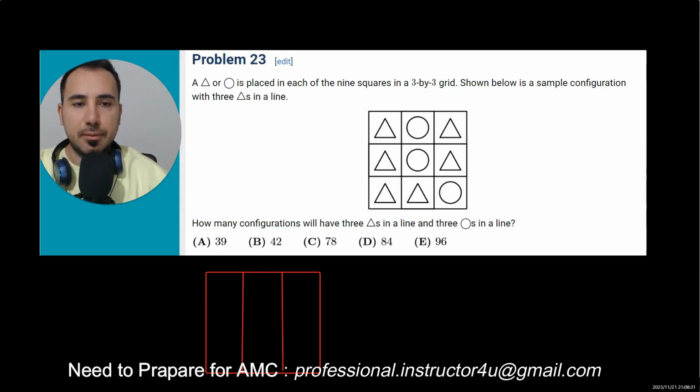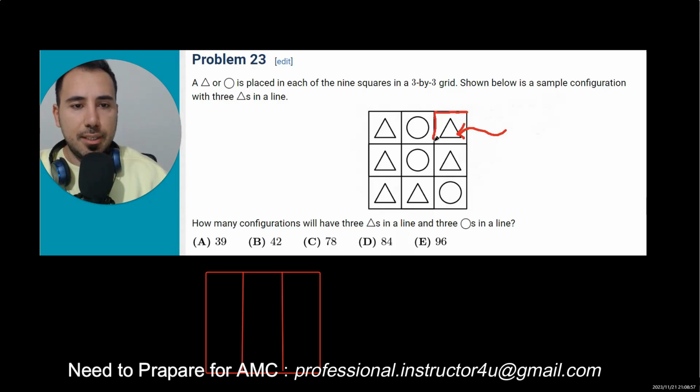Now, a triangle or a circle is placed in each of the 9 squares in a 3 by 3 grid. Shown below is a sample configuration with 3 triangles in a line. Now let's practice. So this is my question. How many ways can you fill this larger grid? How many configurations, how many possibilities are there for filling this up?